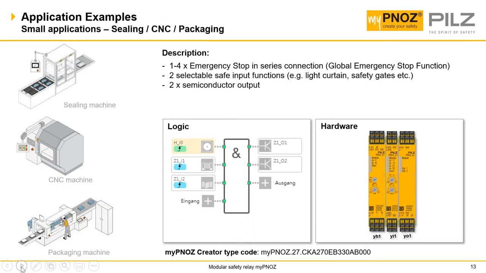Okay, the first example is for a small application such as a sealing machine, CNC or packaging machine. We have between 1 and 4 emergency stops in series and 2 safe input functions, such as light curtain and safety gate. On the output side, we need to select a semiconductor output with no time delay.